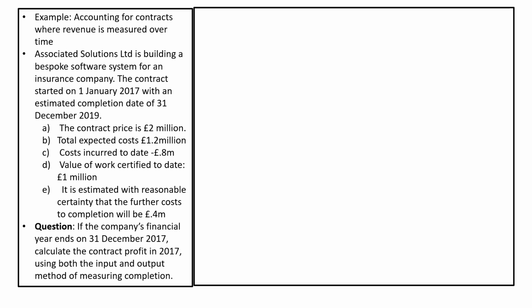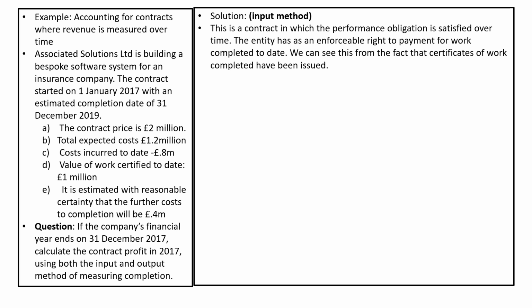And so the question is, if the company's financial year ends on 31st of December 2017, calculate the contract profit in 2017 using both the input and output method of measuring completion. So let's look at the input method first.